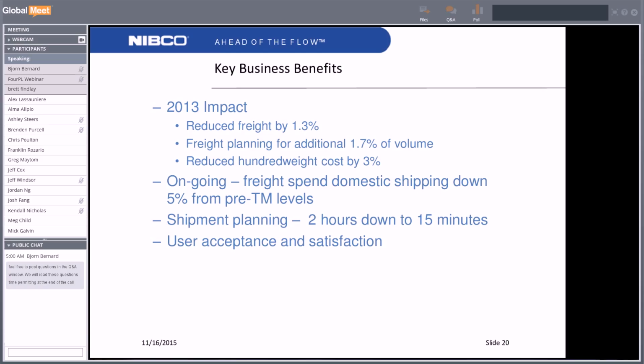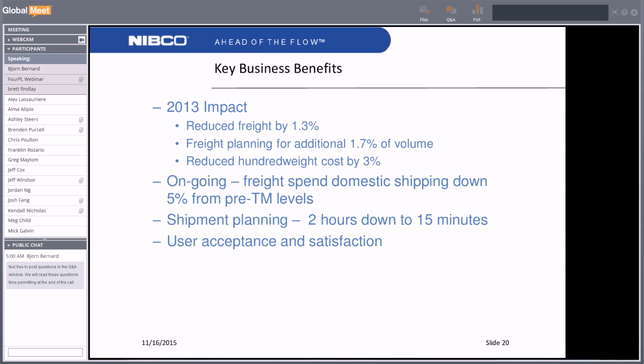Okay. So within the first year of running transportation management, we saw several positive outcomes that could be attributed to the system. During 2013, our outbound volume increased by 1.7% from the previous year. At the same time, we saw a 1.3% decrease in our freight spend, which was the result of more efficient carrier selection along with realizing more multi-stop shipment opportunities.